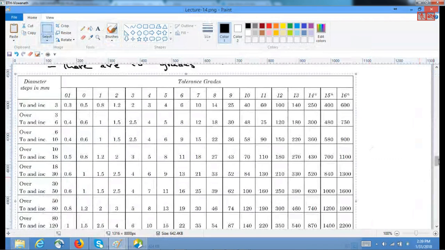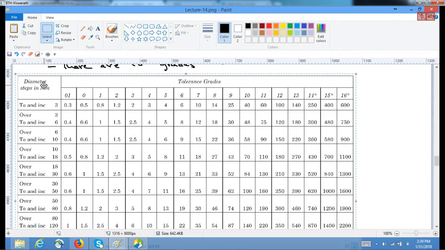So if you look here, this shows different tolerance grades, and you can see that it starts with 0, 1, 0, and goes up to 16. So if I count all this, 16 plus 1 0 and plus 0 1, there would be 18 such grades.